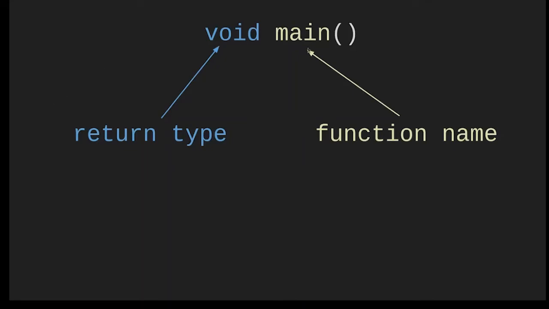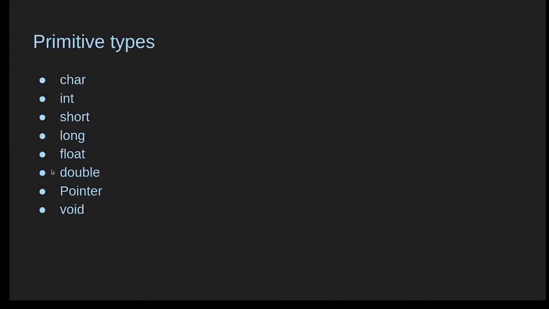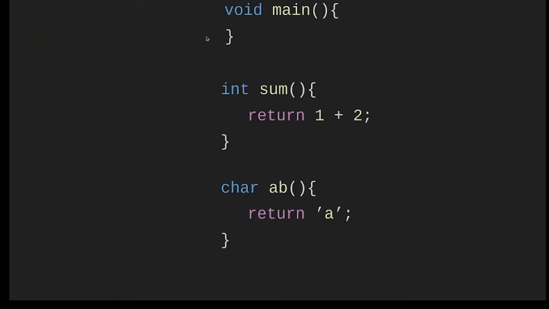As we said, this is your function, how you define it. So these are your return types, which are for now just primitive types. So you can return characters, you can return integers, you can return shorts, longs, floats, doubles, pointers, voids, etc., etc. So let's look at some examples of functions. We have the classic void main that we've seen until now.